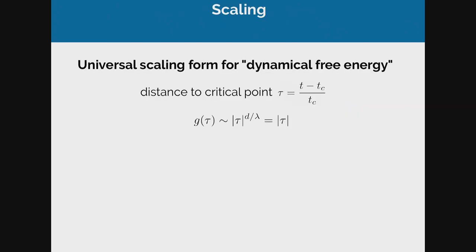And for example, you can check whether the universal scaling form of the dynamical free energy is consistent. So let's define a distance to the critical point, which is here not a distance in terms of a temperature, but rather a temporal distance. When you take the prediction from universal scaling, you would say that this dynamical free energy is given by this expression. Dimension here, d is equal to 1. The exponent lambda you can compute from your RG equation, you find it's also 1. So you find that this g, or the singular contribution to the free energy, has this absolute value tau behavior, where tau is the distance to the critical point, and that's precisely the kink we have observed from the exact solution. So everything is consistent.